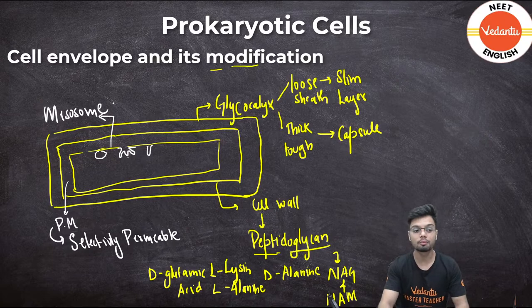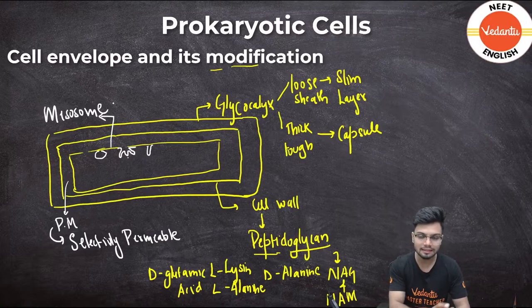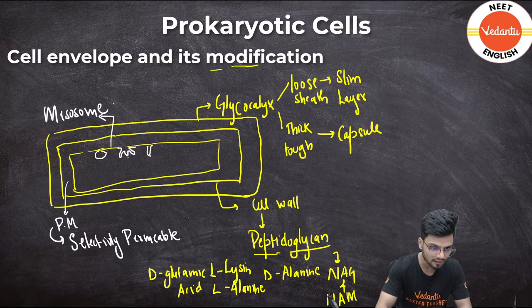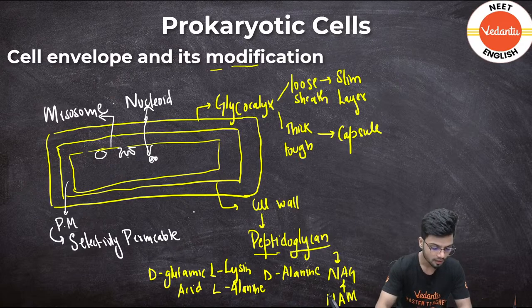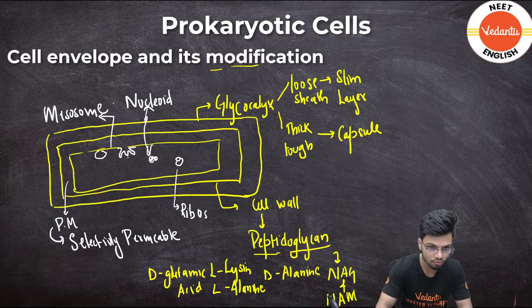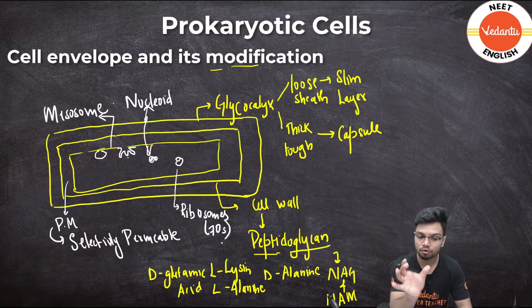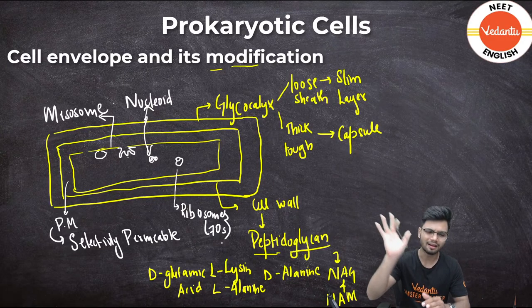What is the function of mesosome? Where are they found? Everything I'll tell you. Give me a minute. Before that, let's complete the entire diagram here. Now, apart from this, can we find a type of nucleus here? Yes. The nucleus in the case of a prokaryotic cell is called nucleoid. Does it have ribosomes? Yes, sir. It also has ribosomes. These are 70S ribosomes. Don't worry, I'll tell you later what is 70S and what is 80S.